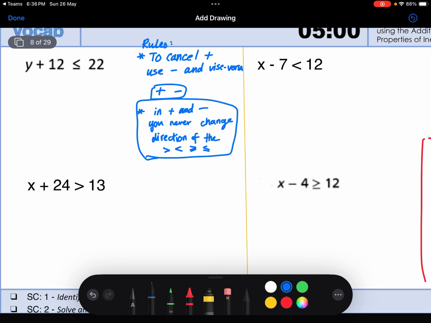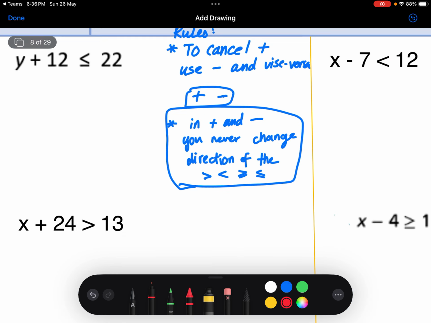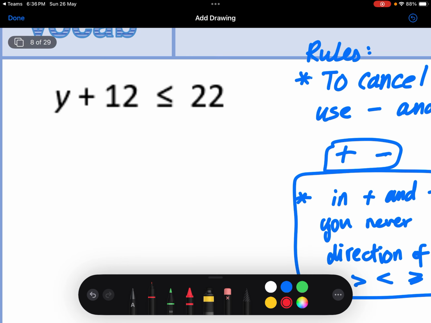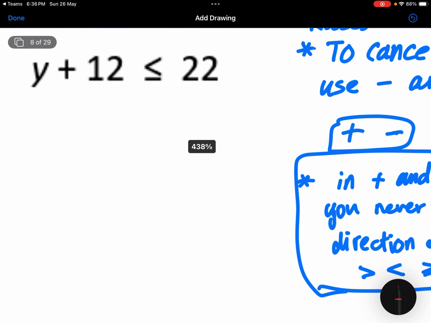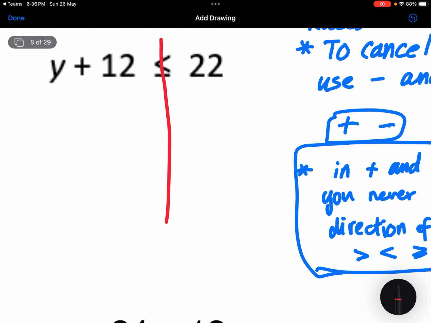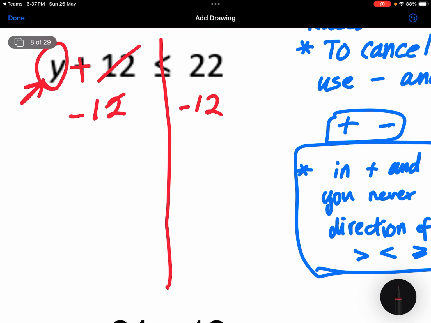Here the first one is y plus 12 is less than or equal to 22. As usual, we like to draw a line to separate the two sides of the inequality. To isolate the y, our goal is to isolate the variable. I have to cancel the 12 that is added, and to cancel the addition of 12, we use the opposite or inverse operation, which is subtraction of the same number, of course on both sides. That's it, the number is cancelled.